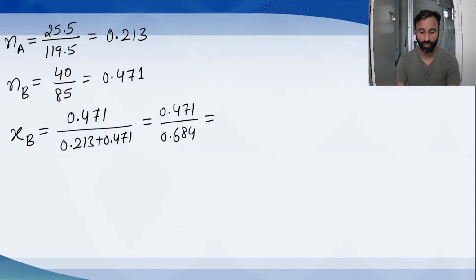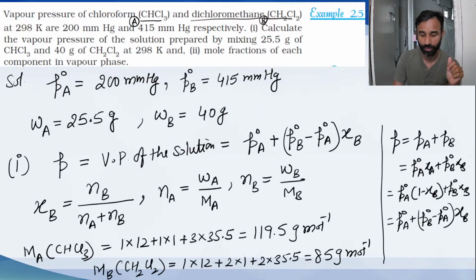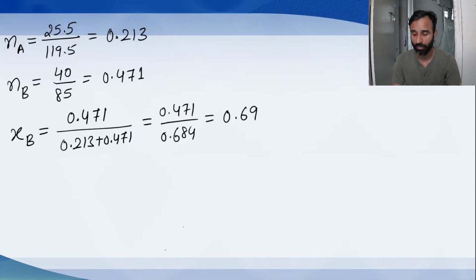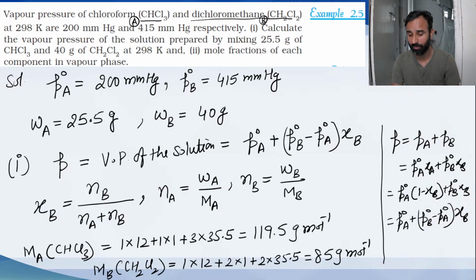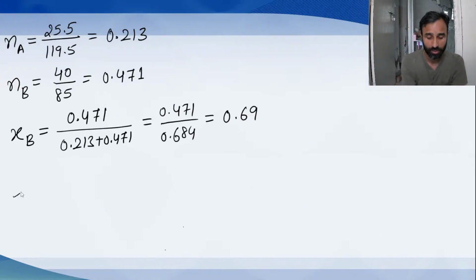So what is the value? 471 divided by 684, that is 0.6888. So take it as 0.69. So mole fraction of solute, that is, there is nothing like solute and solvent, but for mole fraction of B, dichloromethane is 0.69. So just put the value in the equation.